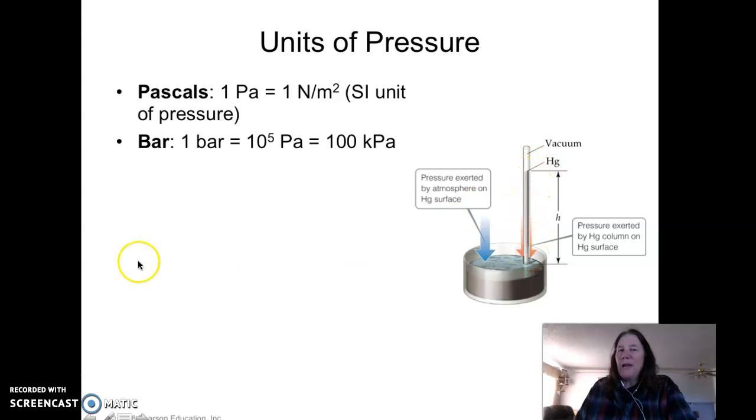And if you're talking about at sea level, this would be 760 millimeters of mercury.